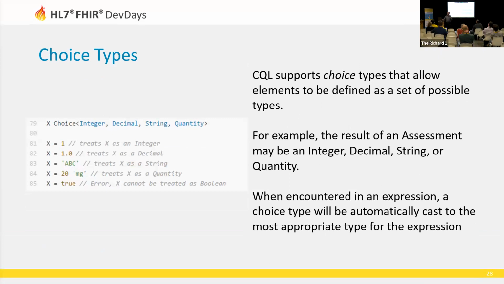And then choice types. In particular, the translator will allow you to treat a value as any of the types that it might be. So if you have a choice type that says this is an integer, a decimal, a string, or a quantity, if you treat it like those types, the translator will allow you to do so. But if you ask it, is it true, for example, in this case, that's going to be a translator error because Boolean is not one of the allowed choice types. So the translator will let you treat the value like any of the choices.